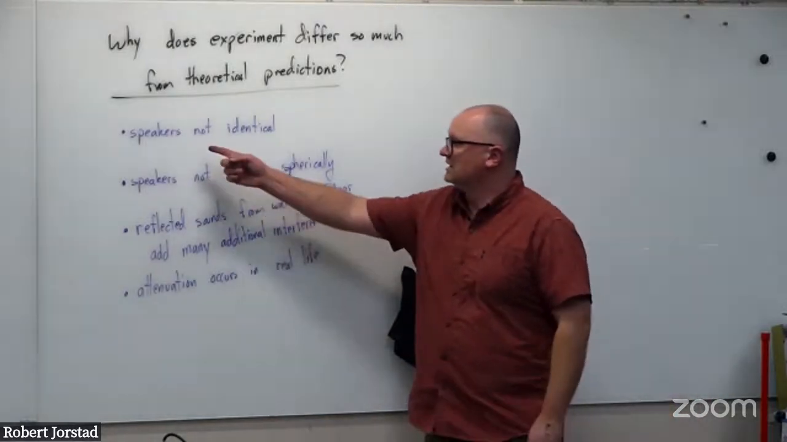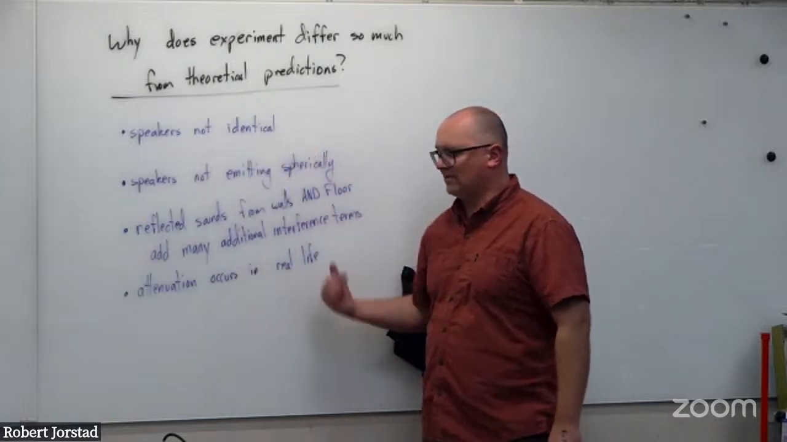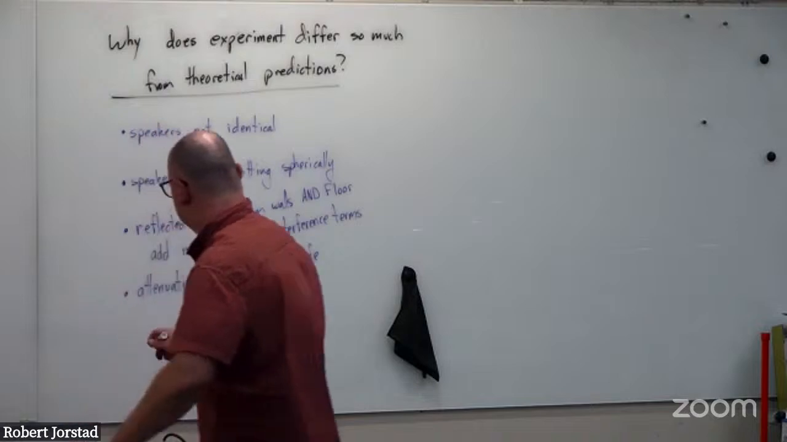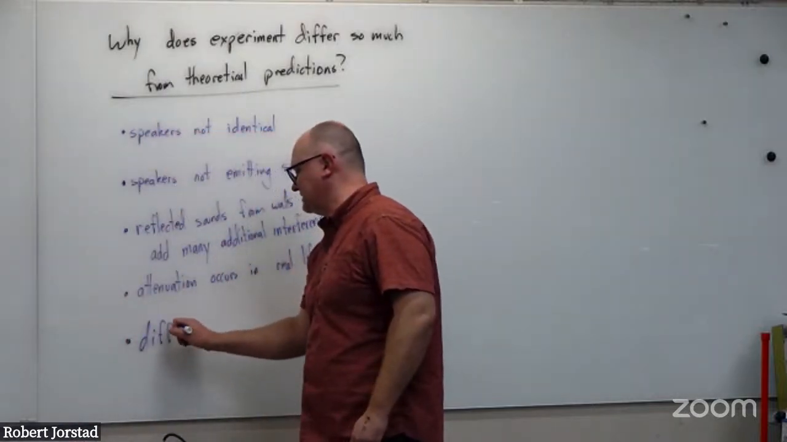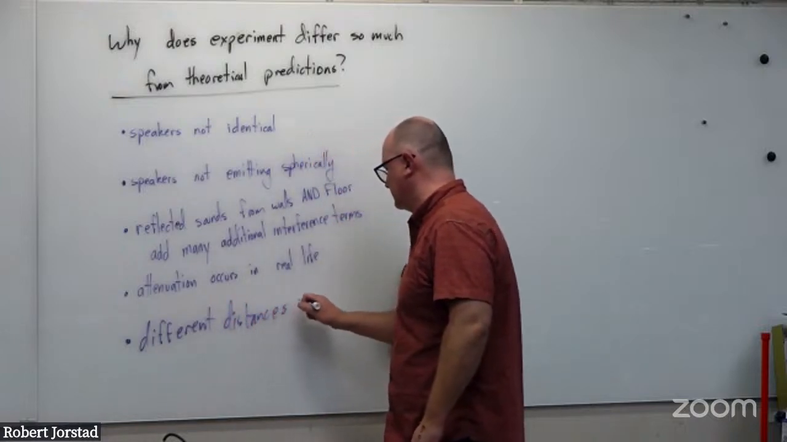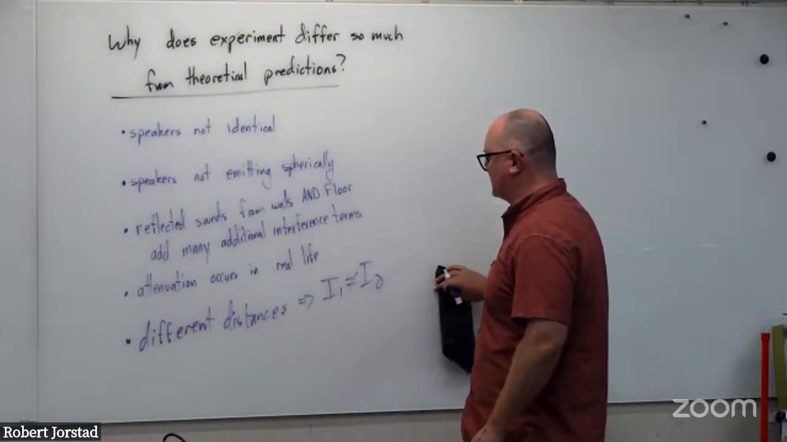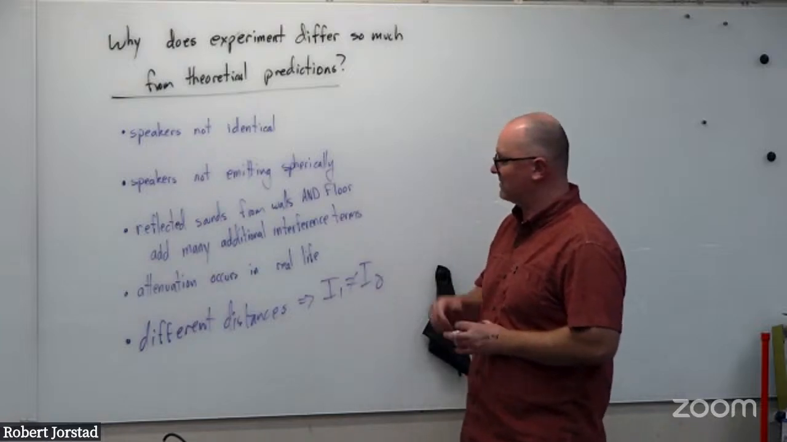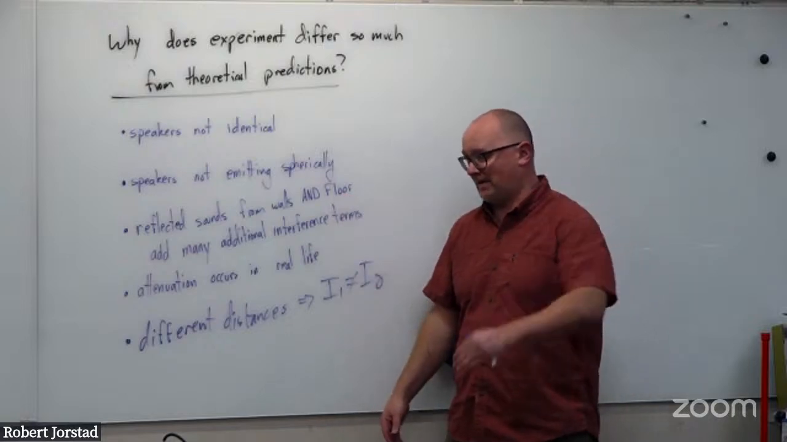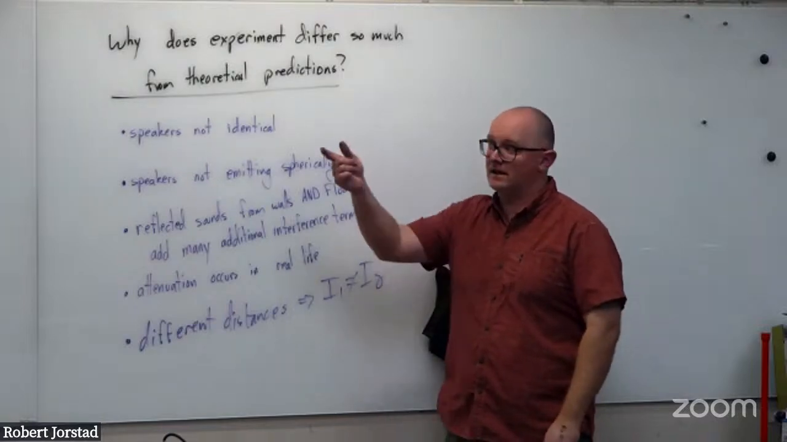All right, so speakers are not identical. They're not emitting spherically. There's attenuation, and I think I forgot the other one too. Different distances. That means the two speakers will not have the same intensity at the same position. So there's a lot of different factors in real life. Like the sound waves can bounce off the wall or the ceiling or the desk or the other wall and then the other wall.